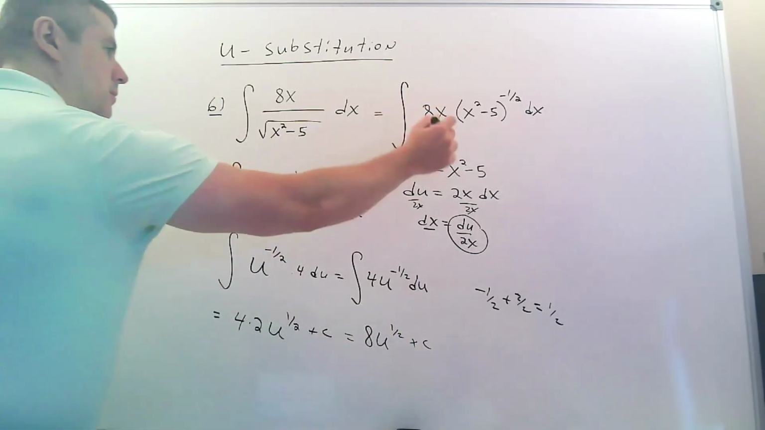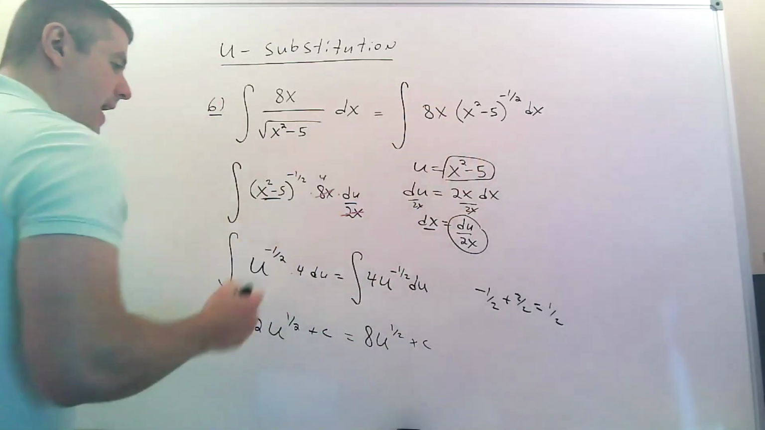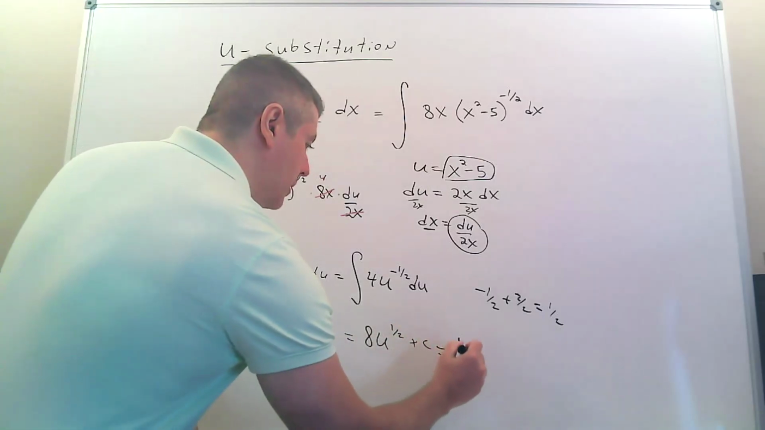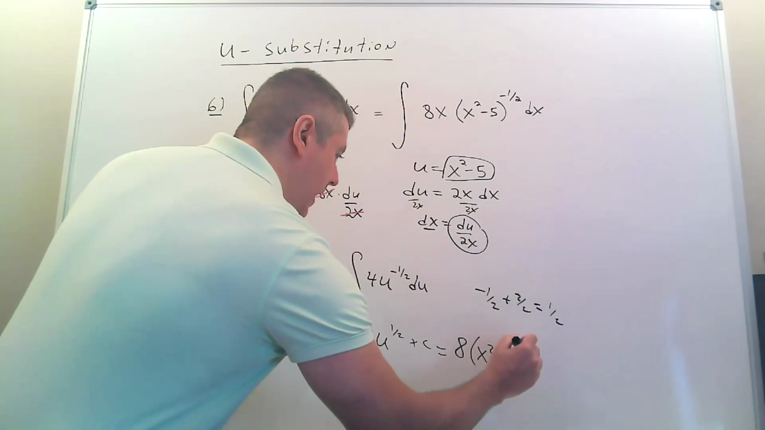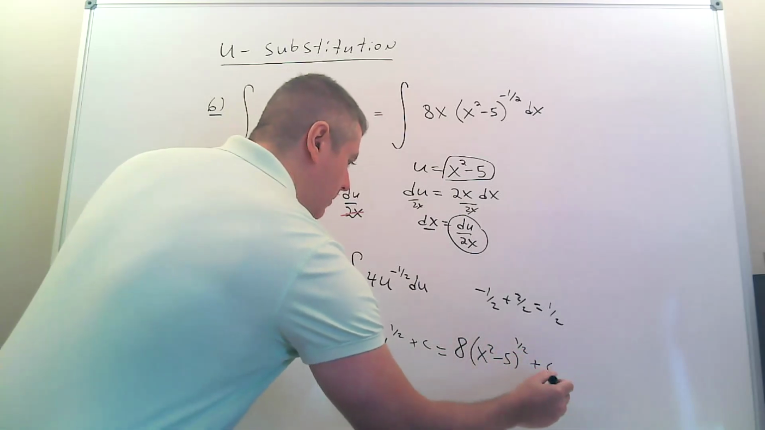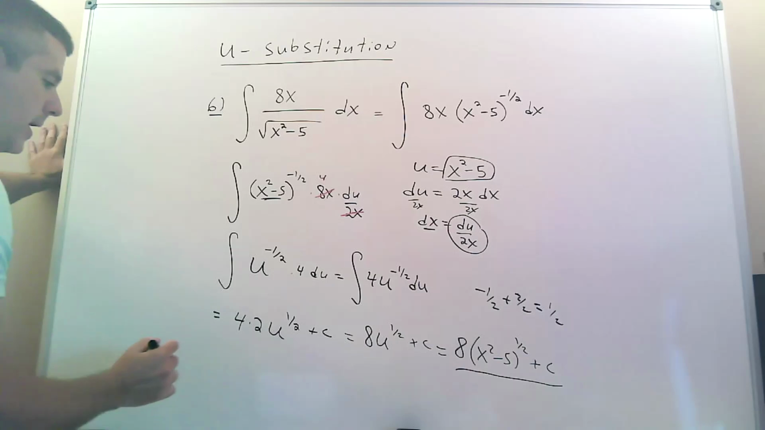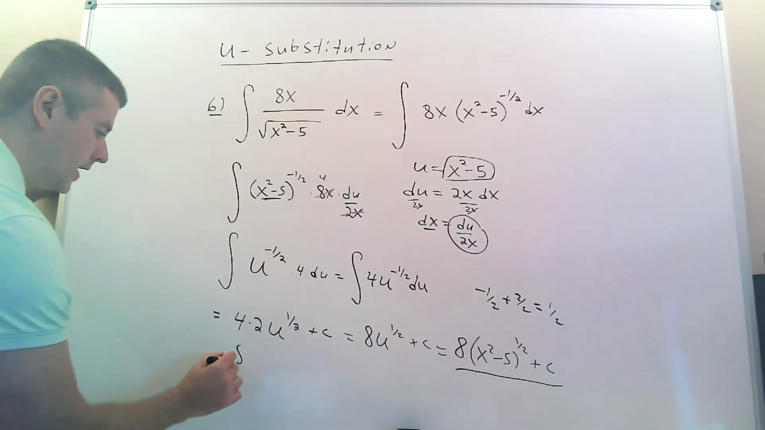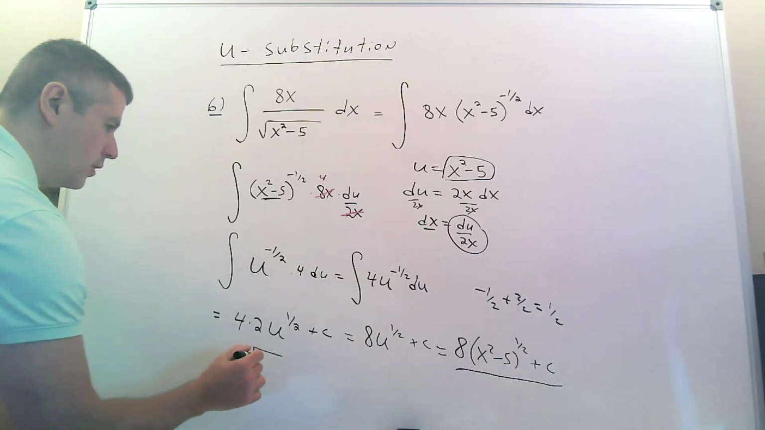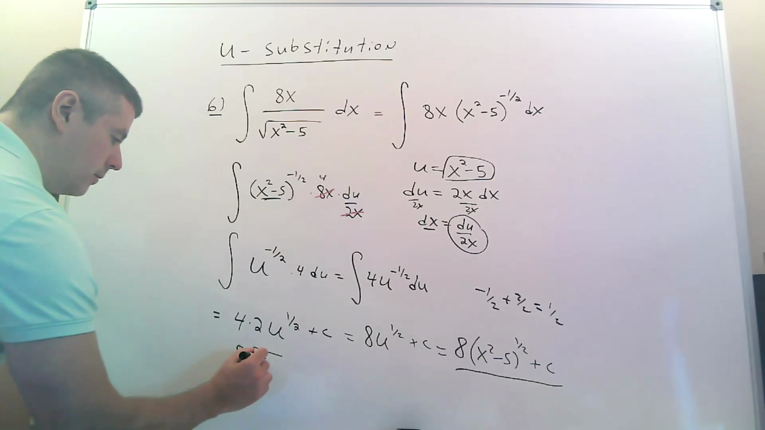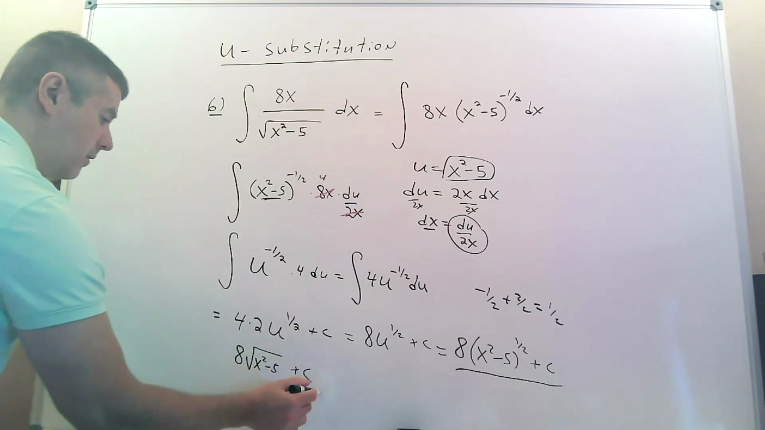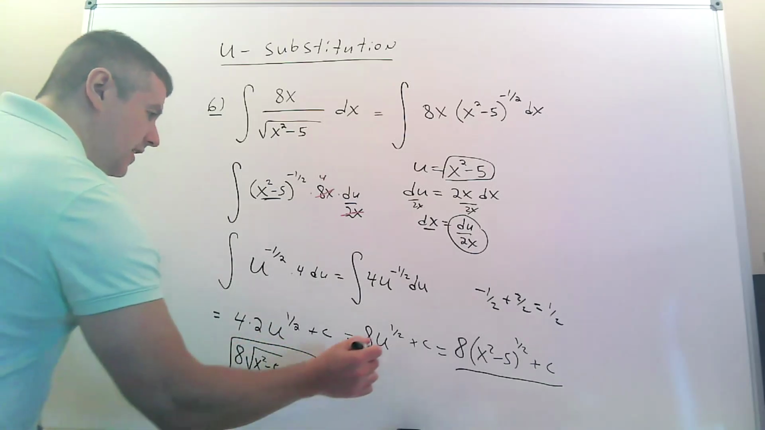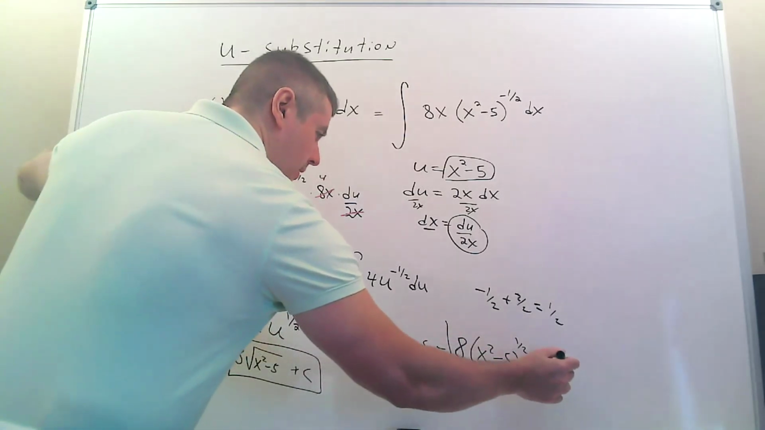But what was u? There it is: x squared minus 5. So let's put it back. x squared minus 5 to the 1/2 power. Now, look, you can leave it like that. I'm okay with that answer. But if you really wanted to be fancy and look all smart, you could put back the radical because it was there in the beginning of the problem. So either of these answers is fine. I'm perfectly happy with that answer.